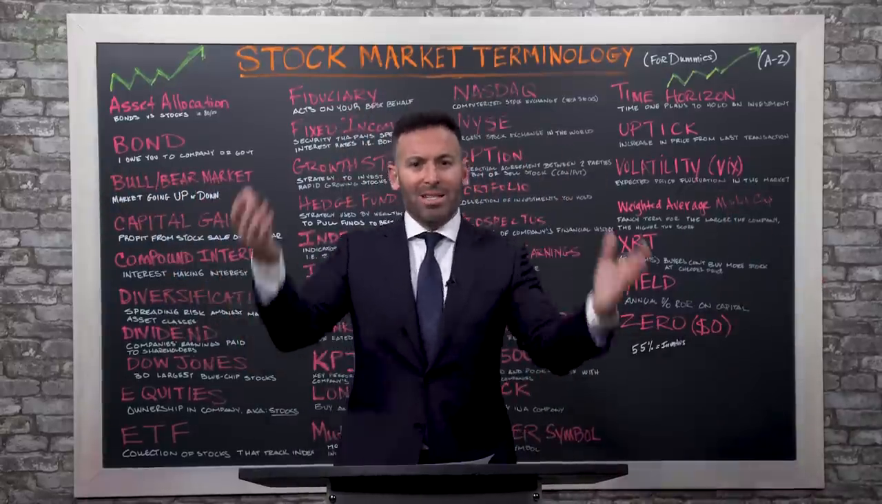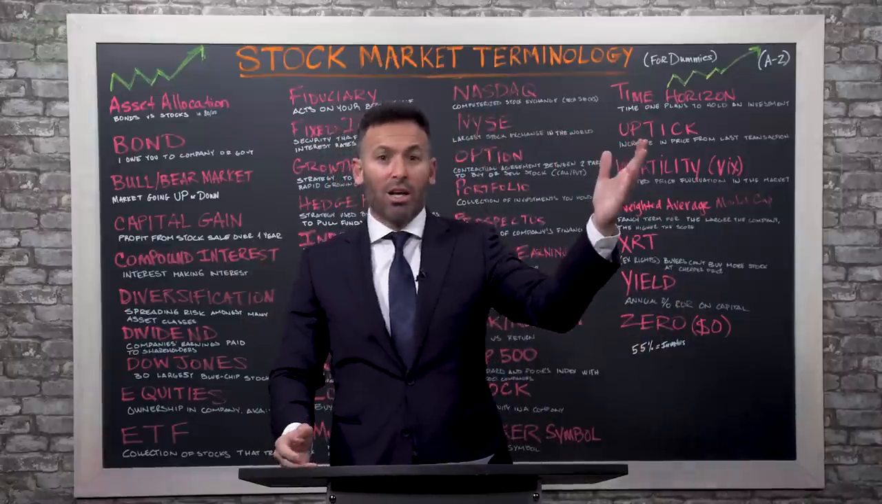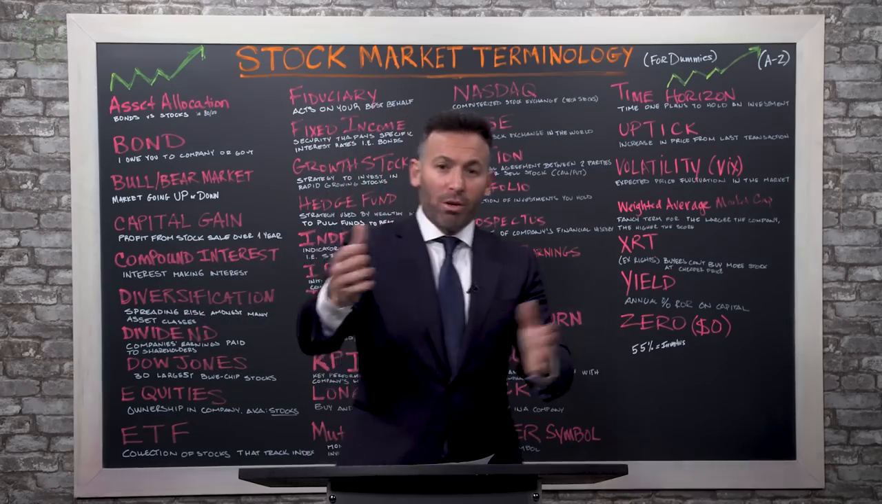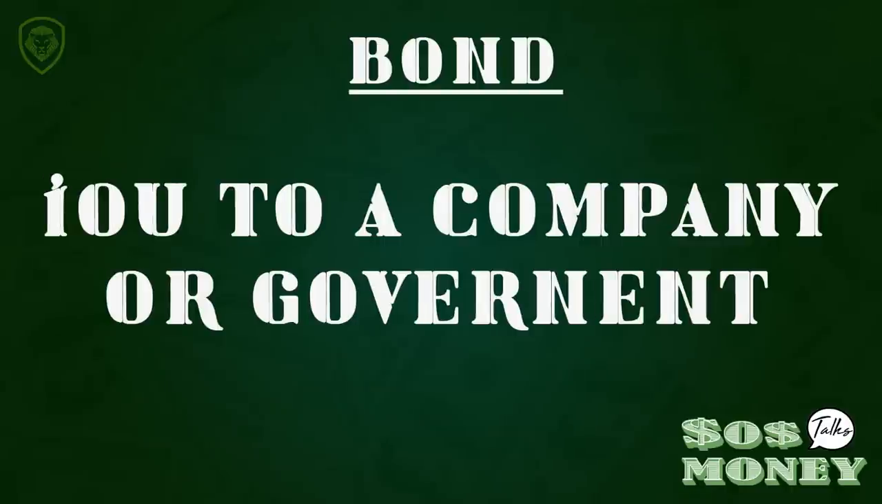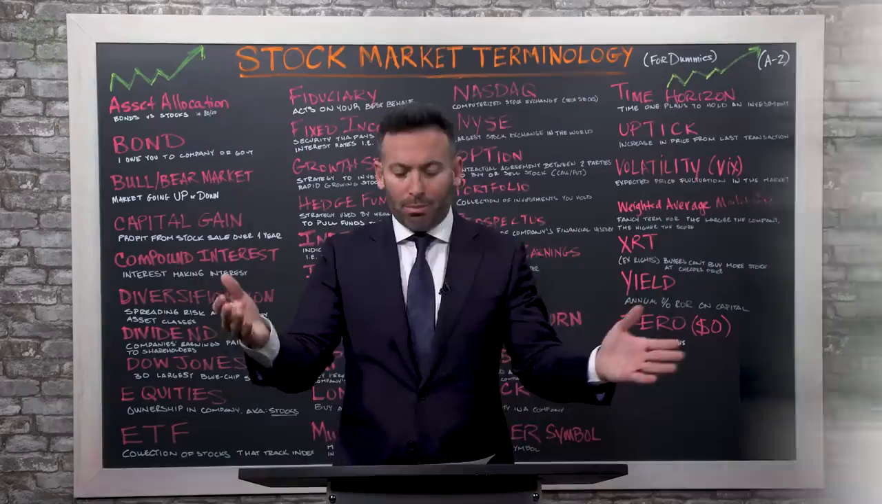Make sense? Asset allocation. The younger you are, the more risk you can take. That's stocks. The older you are, the less risk that you should take. That's bonds. Moving right along, let's go to B, bonds. Bonds are an IOU to a company or government. That's when you lend a company or government money. That's a bond. Pretty simple.